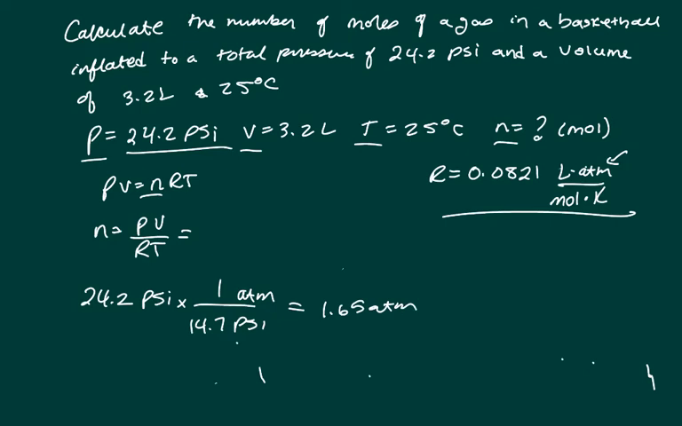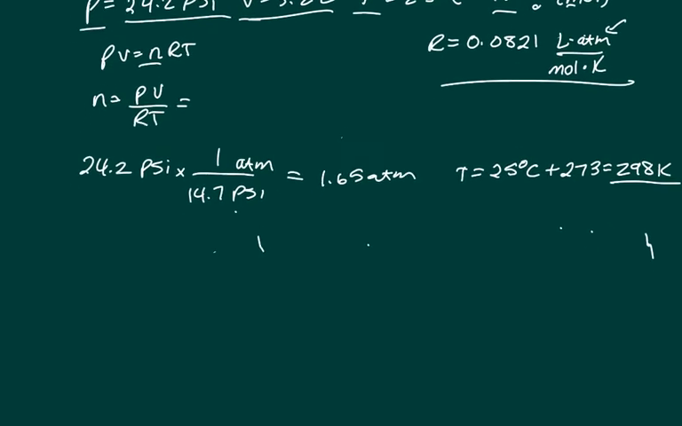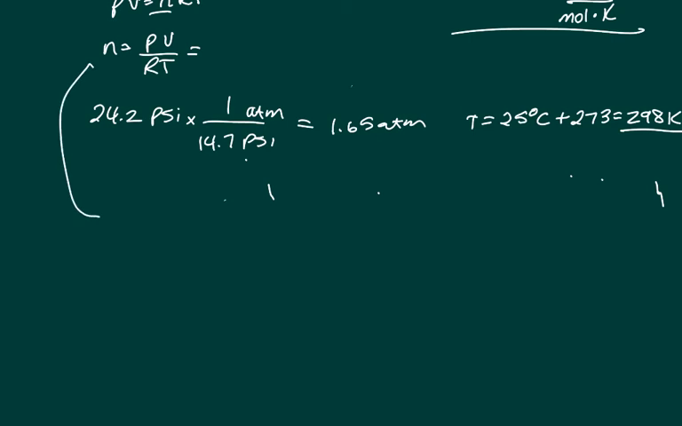Alright? Next, let's look at our volume. Is our volume in liters? Check. Perfect. So we don't have to worry about that. Temperature is in Celsius, but we want it to be Kelvin. So temperature is 25 degrees Celsius plus 273. That's 298 Kelvin. Perfect. Alright, and of course N is going to be in moles. Now we can plug everything in.